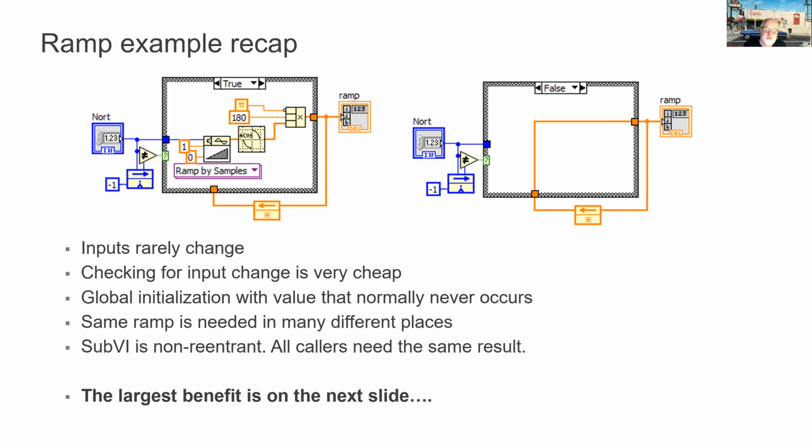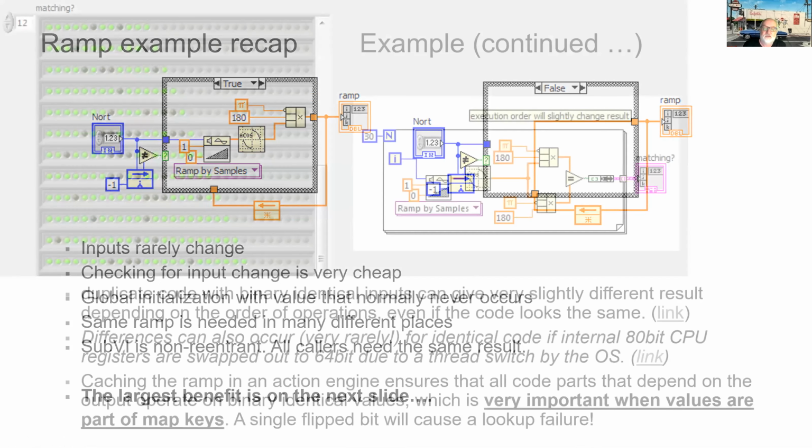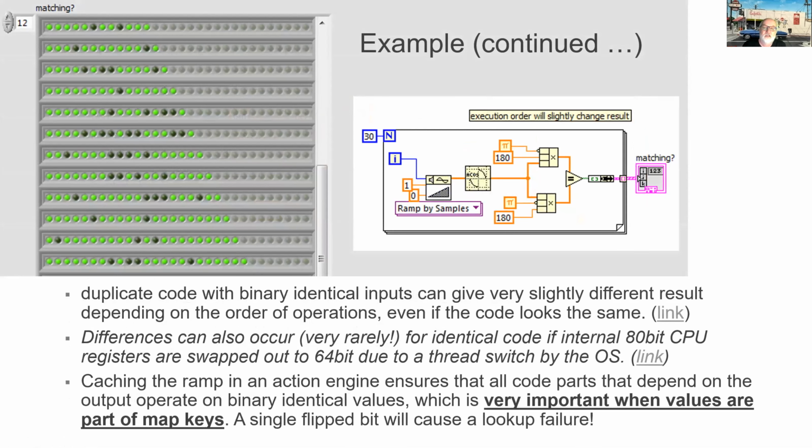The largest benefit is on the next slide. I already told you a little bit about that. If you look at that code, the only thing that differs is the order in the compound multiplication node. All the numbers are the same, but if you run this, you see that once in a while some elements are not identical, are not binary identical.